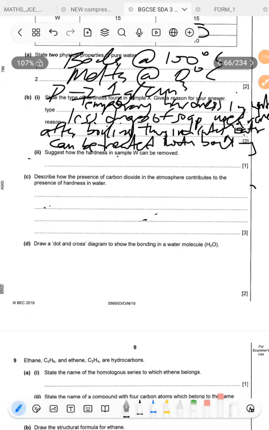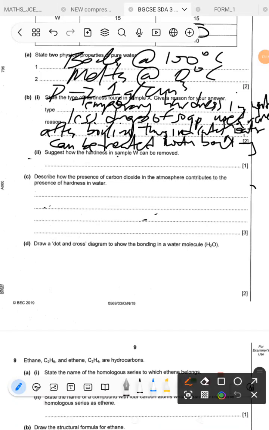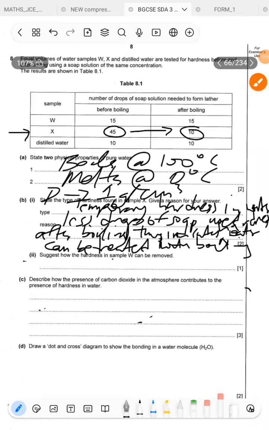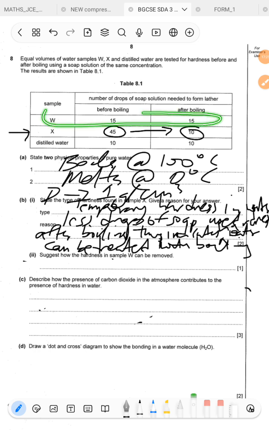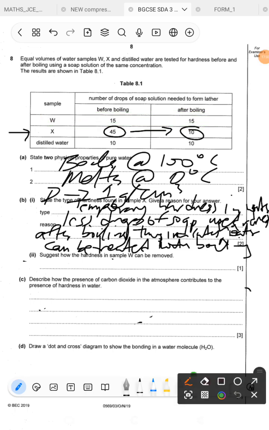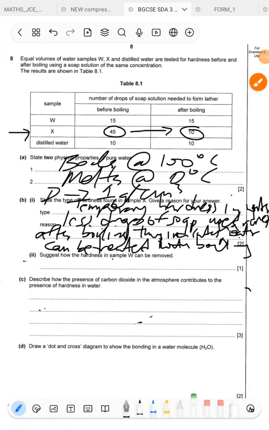Roman figure 2 says, suggest how the hardness in sample W can be removed. How can we remove it in W? What is W? So let's go back to our diagram. Here in W, we can see that this type of hardness in water cannot be treated by what? By boiling. That means it's permanent hardness in water.